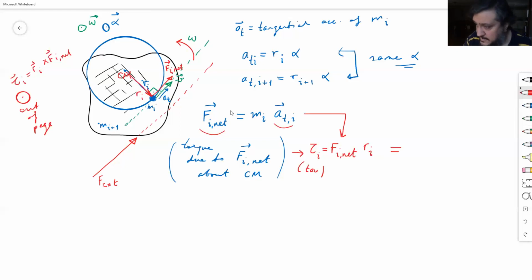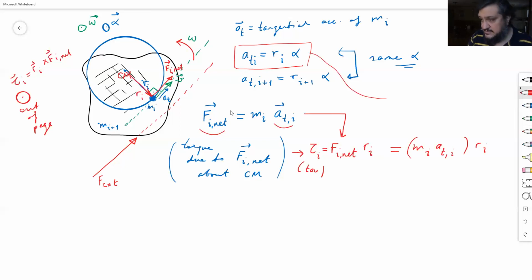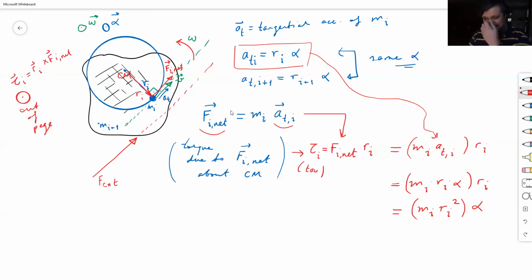Okay, so that's equal to Mi times ati, this times Ri. And then we remember this from the rotational and linear relationship. We take this and then plug it in here. So we get Mi times Ri times alpha times Ri. All right? Or Mi, we have two Ri's, which makes Ri squared, that times alpha. All right? That's equal to tau i, the torque on the ith Lego piece.